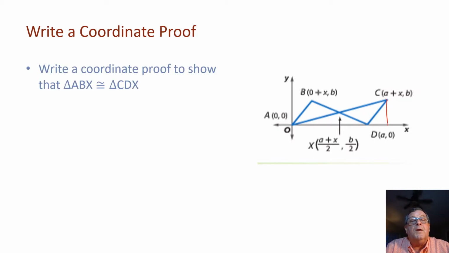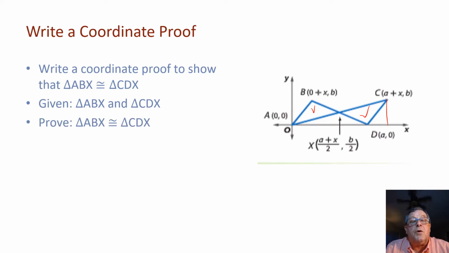So let's see. What are we asked to do? Write a coordinate proof that triangle ABX, this little triangle here on the left, is congruent to CDX, which is this triangle right here. Are you ready? Well, let's do it. All right, so we're given that we got two triangles, and of course all this other information with these coordinates. So triangle ABX and CDX, this is what we're given. We're asked to prove that those two triangles are, in fact, congruent. So let's get about it.